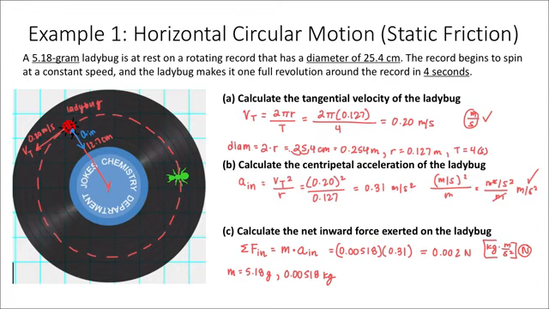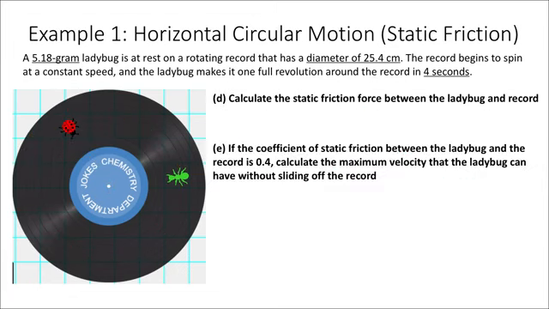And I'd like to be clear, this net inward force is just another way of saying the centripetal force exerted on the ladybug, right? That is the net inward force. All right, now let's say that we wanted to calculate the static frictional force between the ladybug and the record. How would we go about doing that?